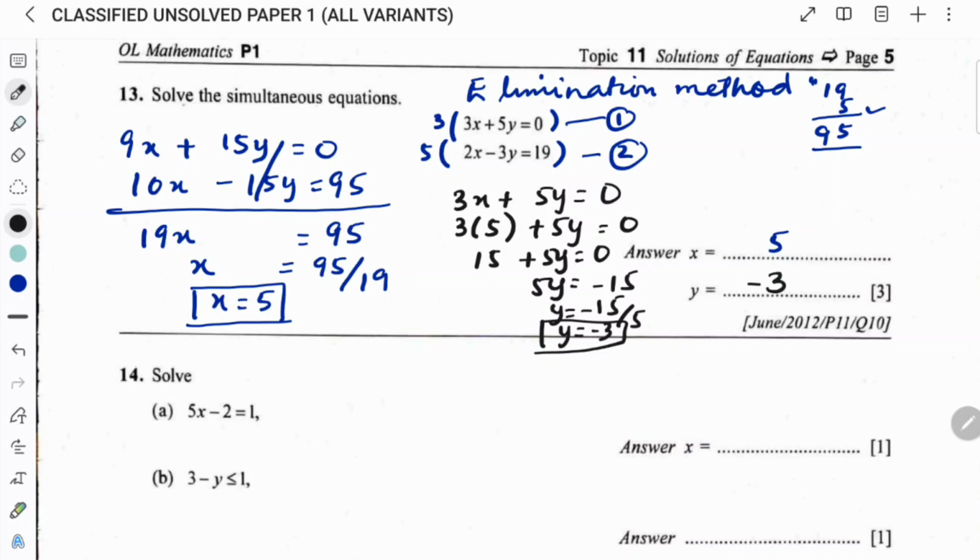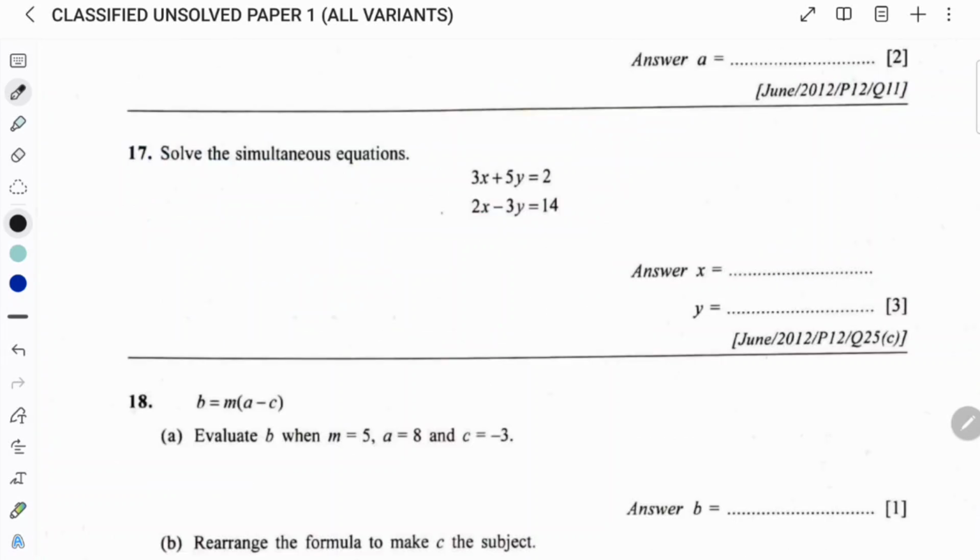So you can check it after substituting both the answers in the original equations, and then it will give you the same left hand side and right hand side. If they are equal, then it's correct. You can see in every question we are just looking at what the coefficients are and then deciding which method will be better for this question.